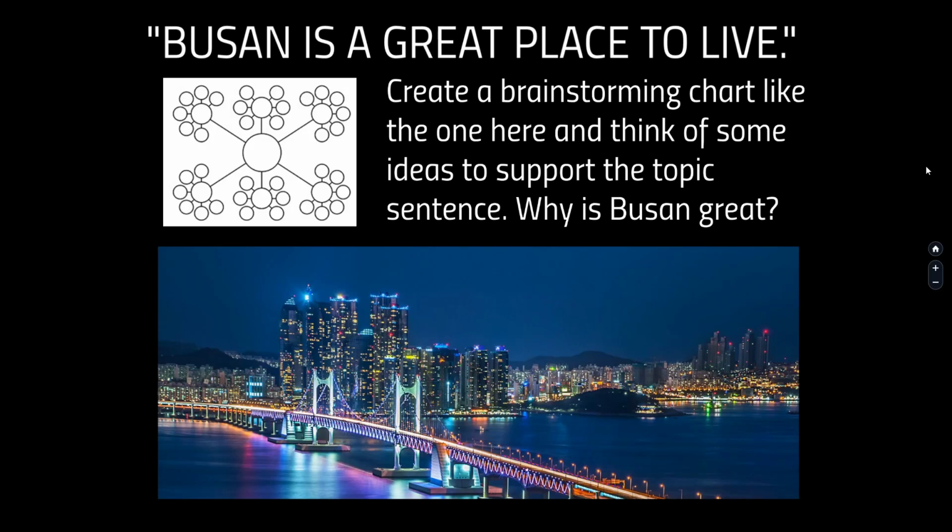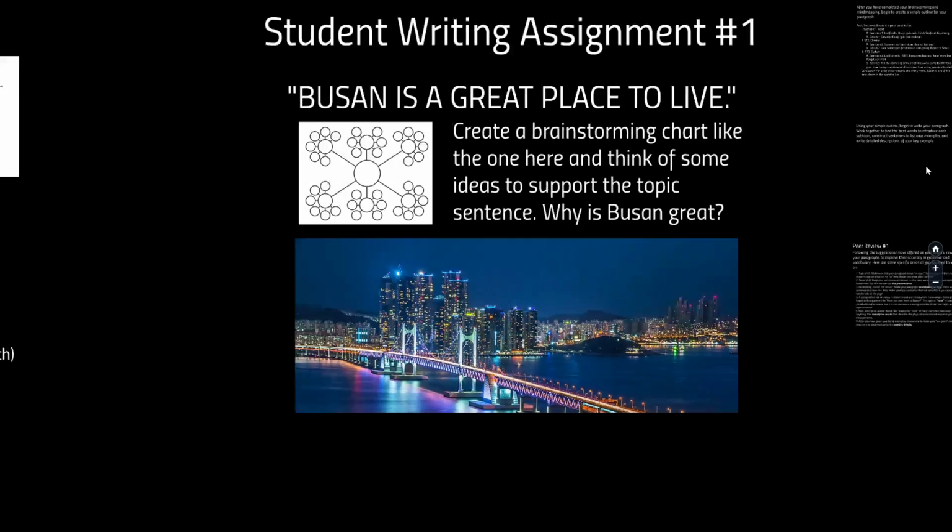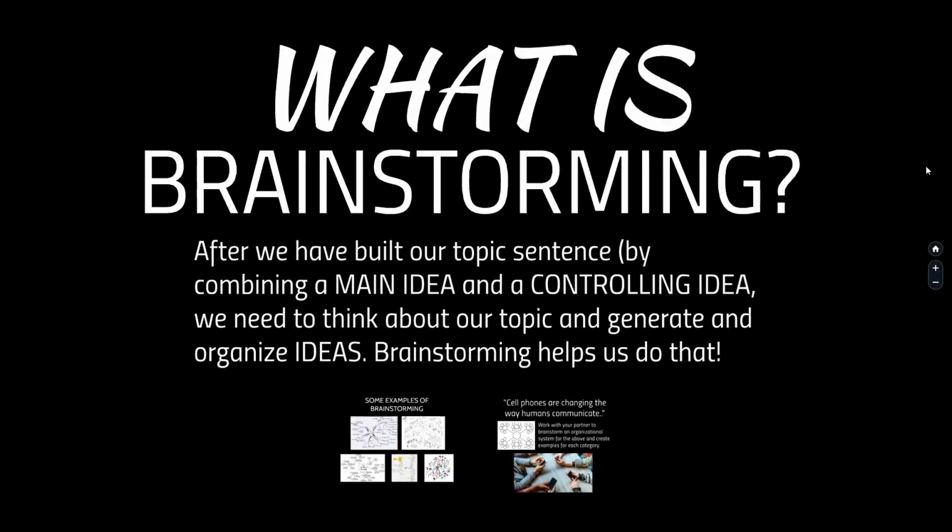So before we go on to the rest of the homework assignment, I'd like to spend a few minutes talking about what a brainstorm is. After we've built our topic sentence by combining a main idea and a controlling idea, we need to think about our topic and generate and organize ideas. Brainstorming helps us do that. The way that we brainstorm is we eliminate all distractions, we put our paper in front of us, and we just try to write down as many ideas as we can as quickly as possible.